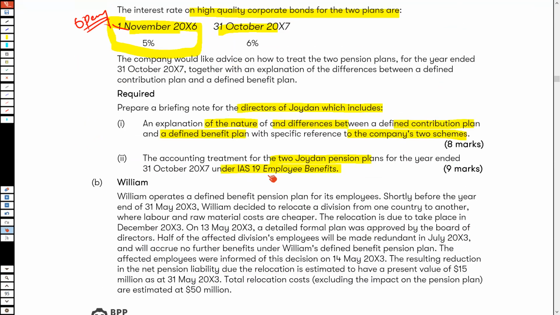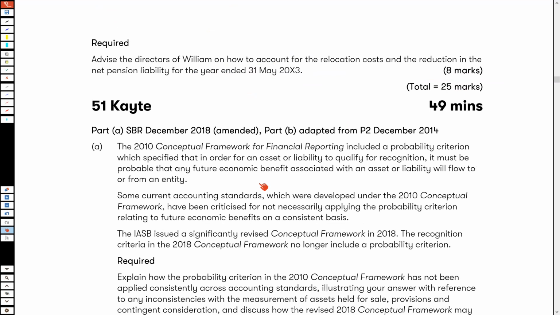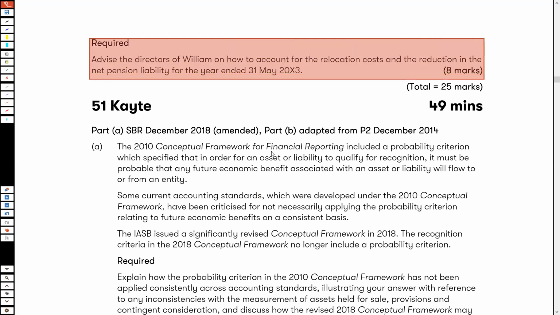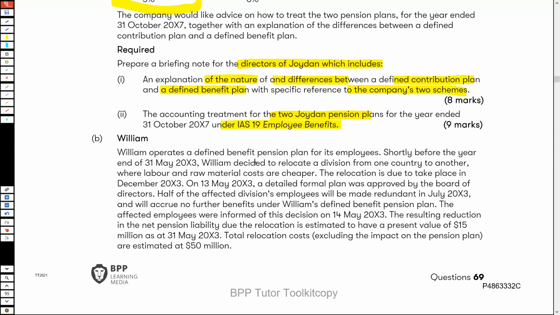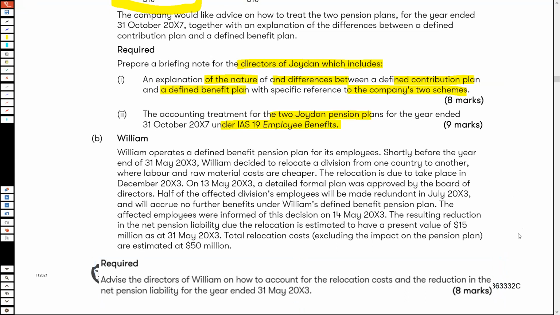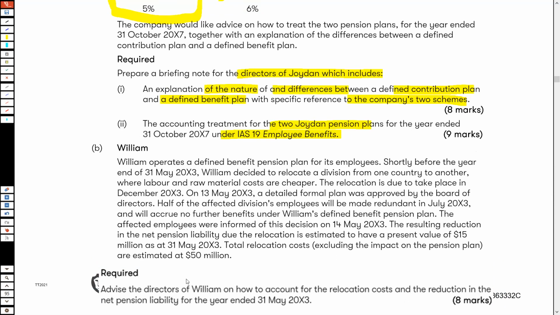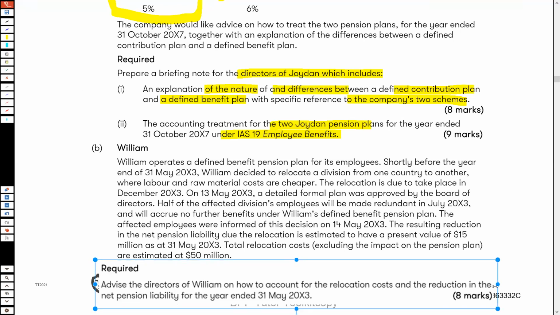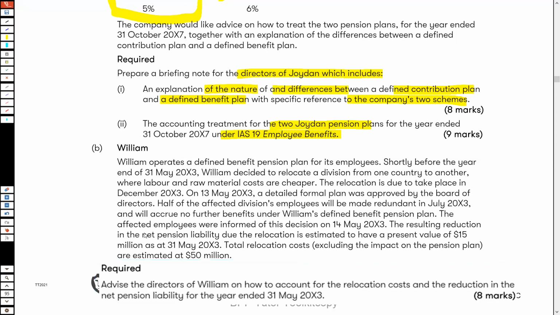Okay, there is another part of the question, which is actually not about IAS 19, but about IAS 37. I personally think that you have all already studied IAS 37, so I thought we could have a discussion on IAS 37 here also. You could just try to attempt this question. Giving you 5 minutes, you people may try to do this part B. Yeah, this is actually about the relocation cost.